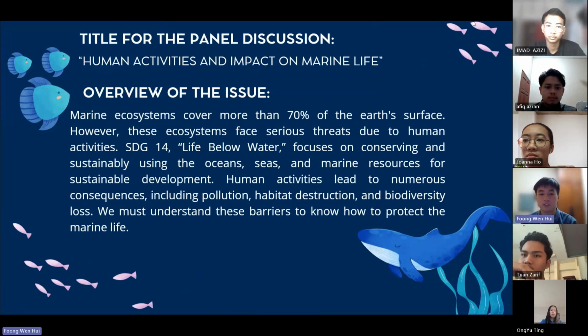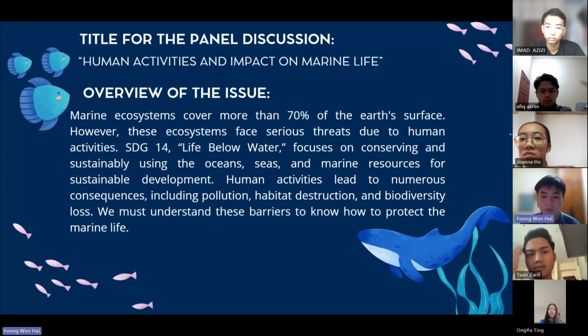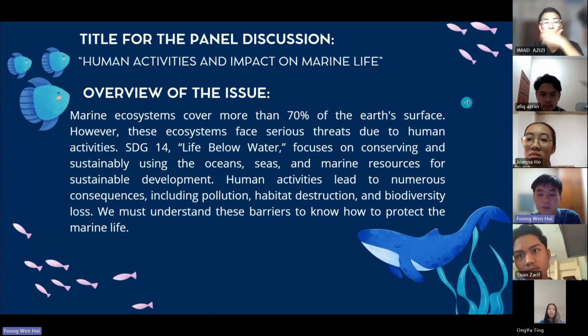The overview of the issue is that marine ecosystems cover more than 70% of the Earth's surface. However, this ecosystem faces serious threats due to human activities. SDG 14, Life Below Water, focuses on conserving and sustainably using the oceans, seas, and marine resources for sustainable development. Human activities lead to numerous consequences, including pollution, habitat destruction, and biodiversity loss. We must understand these barriers to know how to protect marine life.